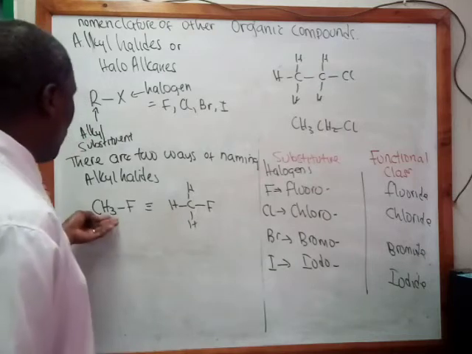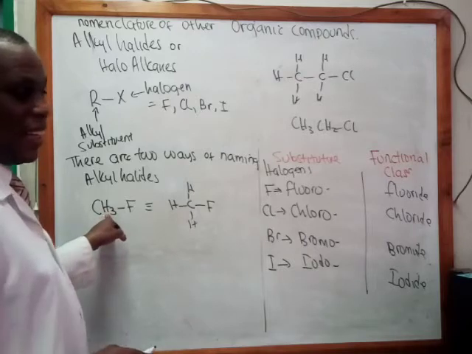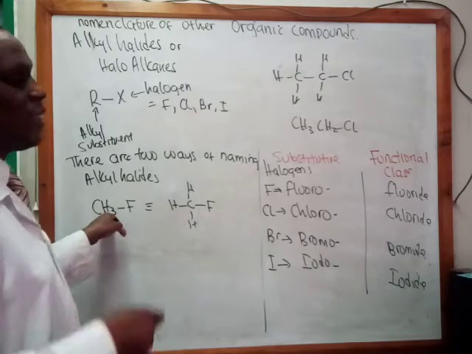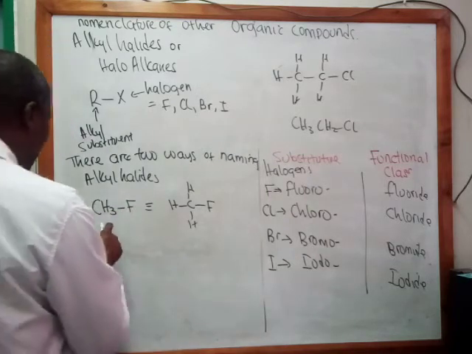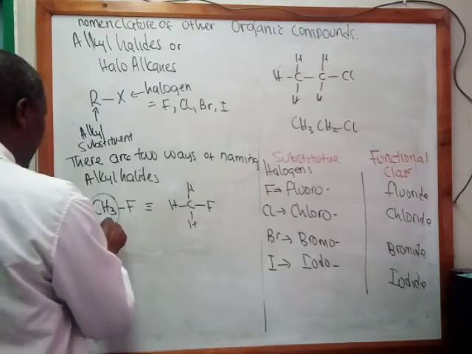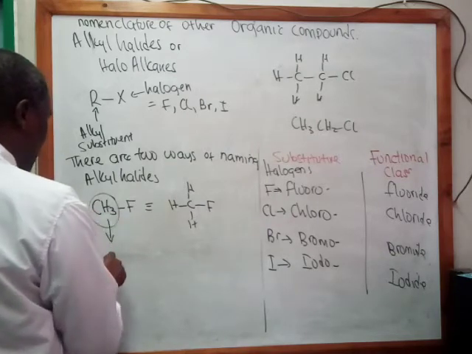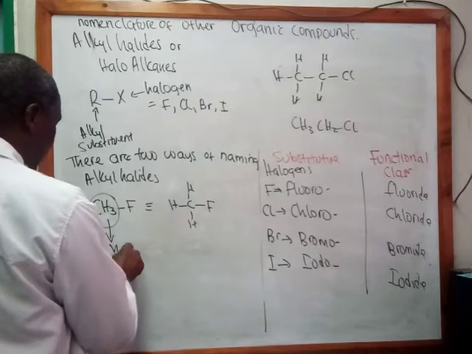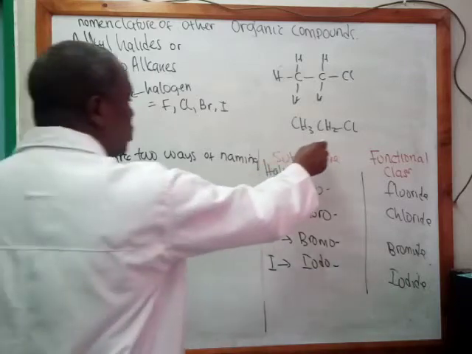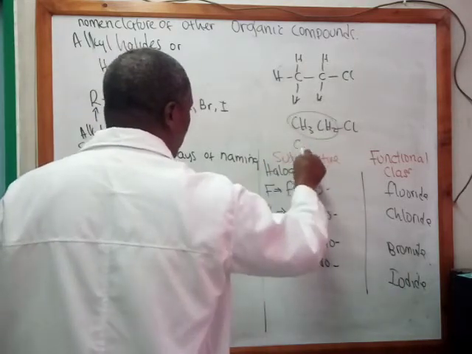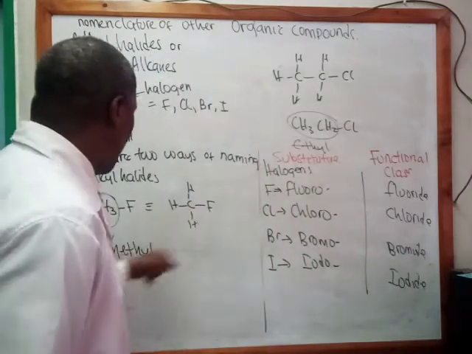So if you have a case whereby this is the substituent, this the alkyl group, and this the halogen, then this substituent has got one carbon atom. So this is going to be called methyl. And this one has got two carbon atoms, so this is going to be called ethyl. Are you seeing that? There is the ethyl, this is the methyl.